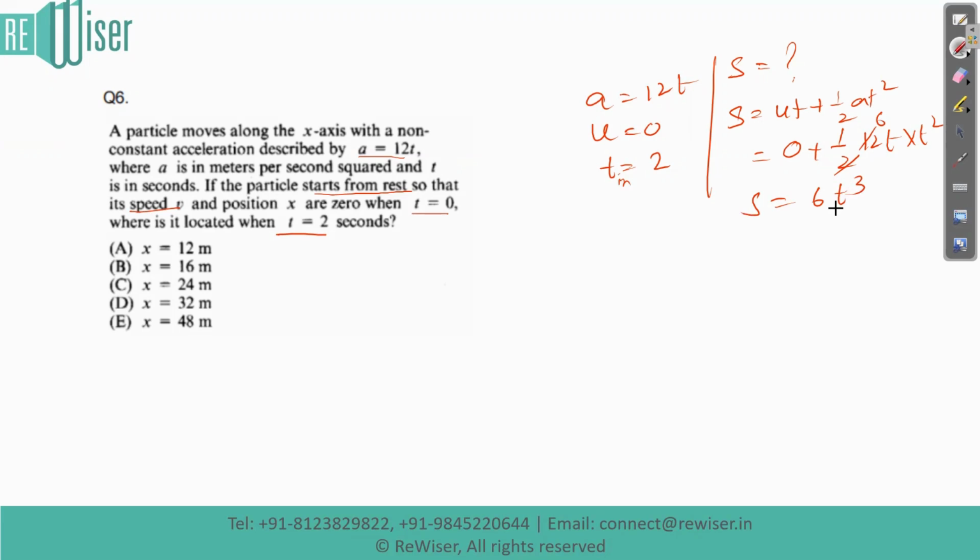Now in place of t, we are going to plug in this time interval: 6 into 2 cube. That means 6 into 2 into 2 into 2, which is 8, and it is 48 meters. So the position is 48 meters. So option number E is the correct answer.